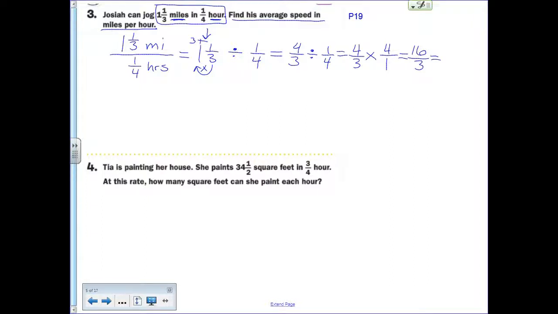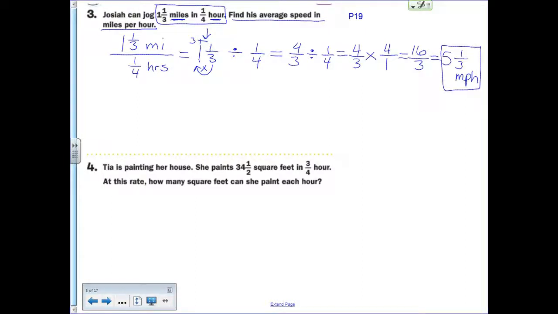16/3 is an improper fraction, so we're going to change it into a mixed number. Keeping in mind, we have actually now found a unit rate. So whatever our answer is, it's going to be in miles per hour. So 16 divided by 3. 3 goes into 16 5 times. 5 times 3 is 15, so I have 1 left over. I put that on top. I put my 3 back on the bottom, and it's 5 1/3 miles per hour.